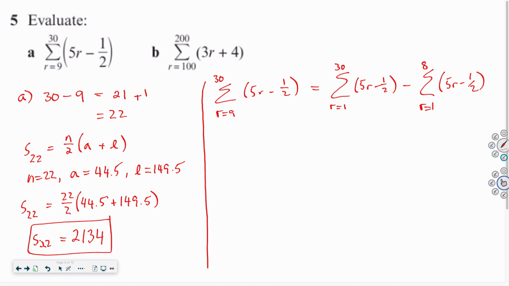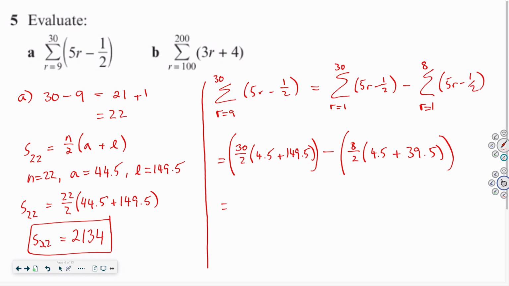And then we can work that out by using two different formulas. So we can say, it's the arithmetic series, so we're going to get n over 2 times the first term, which is 4.5, plus the last term, which we just worked out was 149.5, minus, and we'll put that in big brackets there, minus, n, which is 8, over 2, times the first term, which is again 4.5, plus the last term, which is when we put 8 into there, which gives us 39.5.